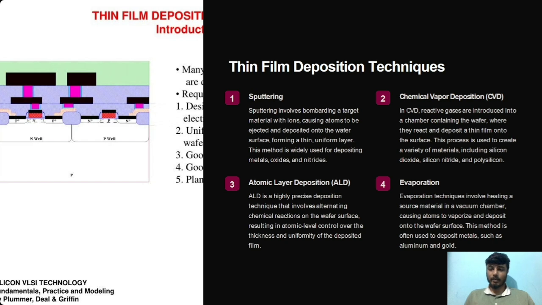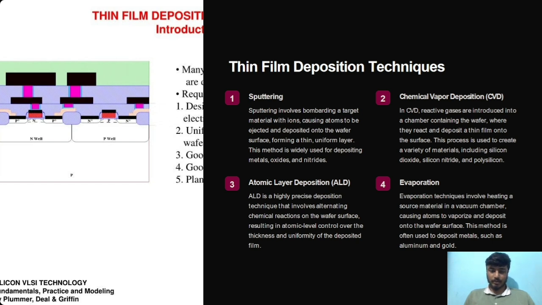Chemical vapor deposition. In CVD, reactive gases are introduced into a chamber containing the wafer. They react and deposit a thin film onto the surface. This process is used to create a variety of materials, including silicon dioxide, silicon nitride and polysilicon.